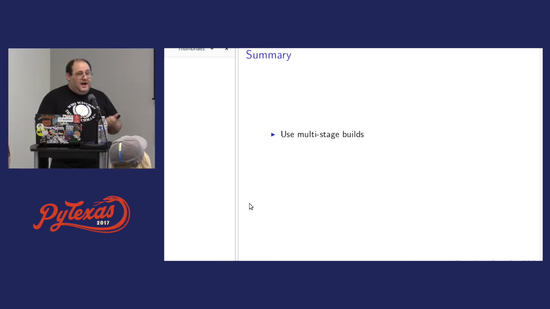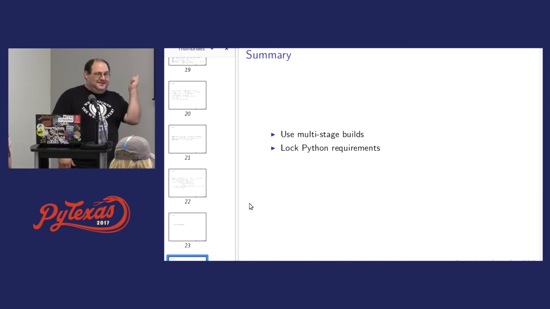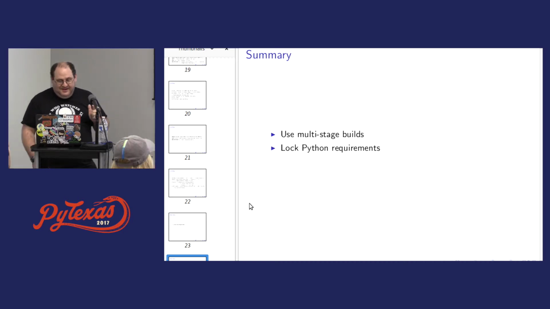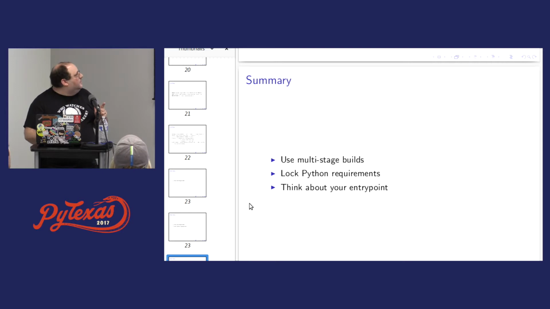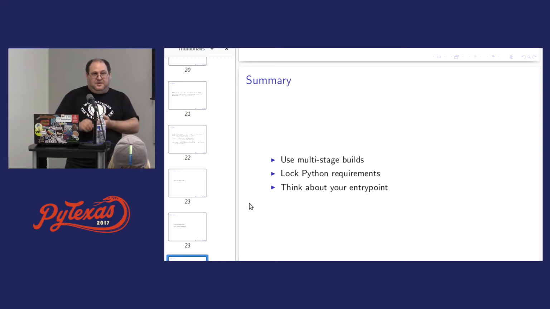So summary: use multi-stage builds, otherwise you're shipping a build environment, and that's not good. Lock your Python requirements. Don't do what I did, I just did it to make the talk a little bit easier to follow. And think about your entry point.